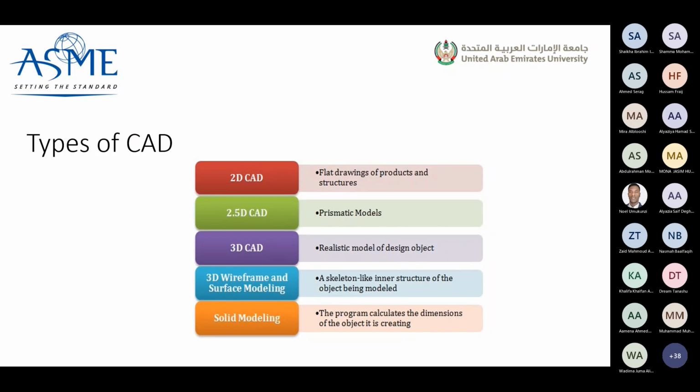You also have 3D CAD, realistic models of design objects. You have 3D wireframe and surface modeling, a skeleton-like inner structure of the object being modeled. And this is like AutoCAD 3D that we will discuss today, inshallah. And you have the solid modeling software, such as Siemens NX, CATIA, and SolidWorks. All of these are solid modeling software. And actually, I selected Autodesk AutoCAD for you today to appreciate some parts that are very hard to make using AutoCAD and very easy to make using solid modeling software such as CATIA and SolidWorks.